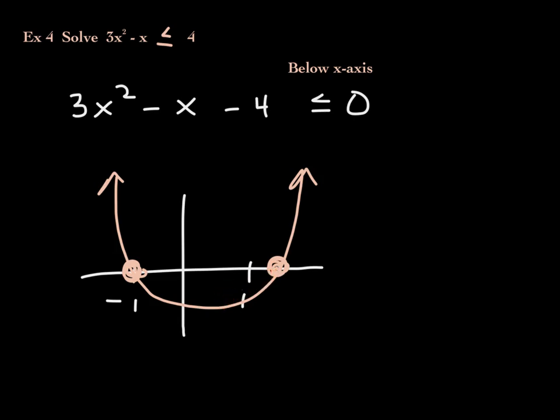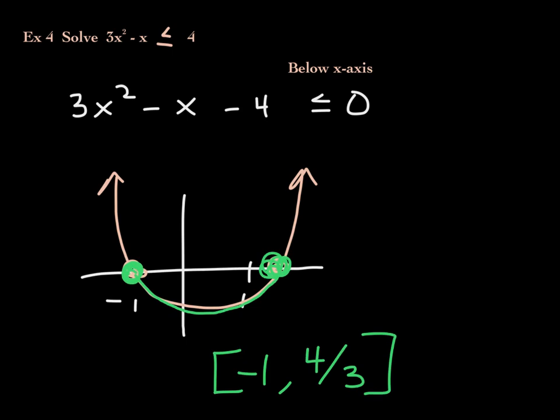All right, what is this asking? When is it below the x-axis? When is it less than 0 or equal to 0? Well, I can highlight that for us. It is equal to 0 right here. It's less than 0 here. It's equal to 0 here. So then our final answer is going to be from negative 1 to 4/3. You know why there's brackets on the endpoints? Because that is non-strict.